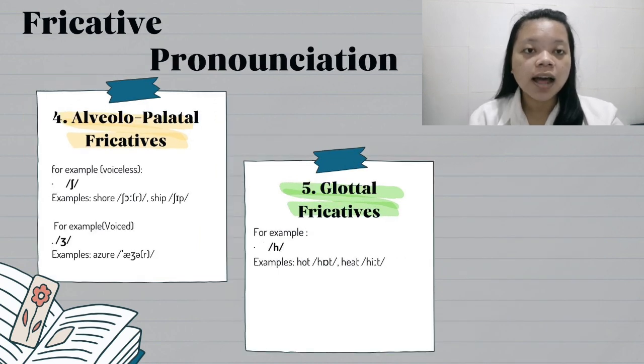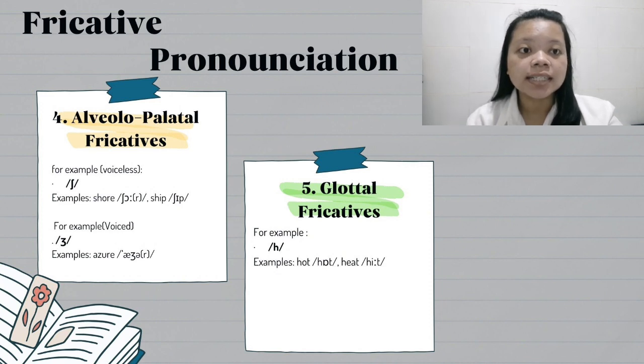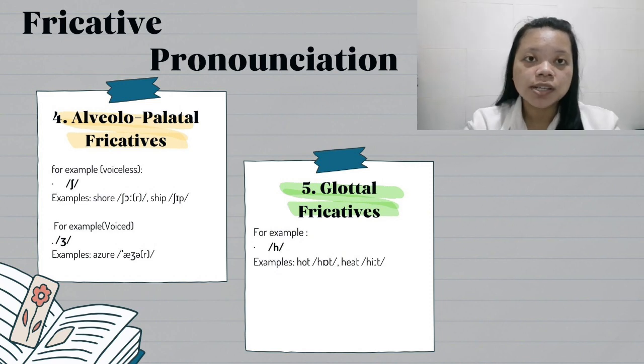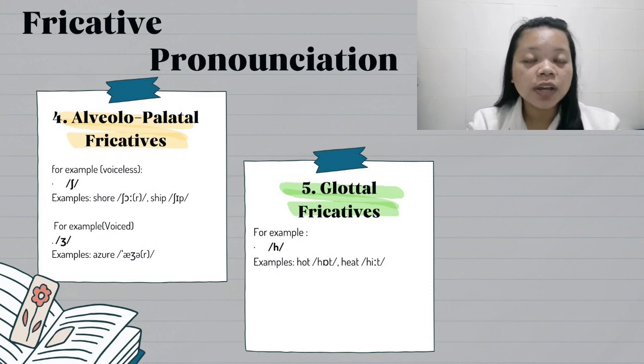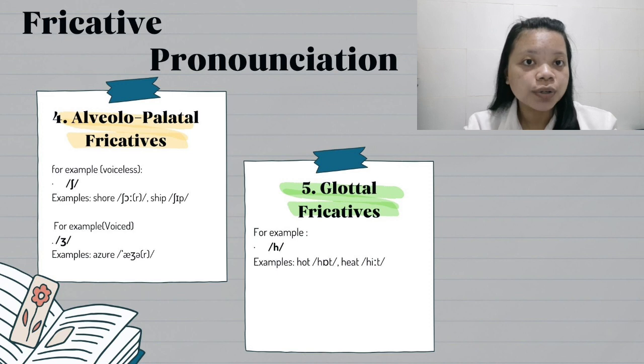The fourth is alveolo-palatal fricative. These fricatives are made using the tongue against the area behind the alveolar ridge at the top of the mouth, further behind the teeth than the alveolar fricative. For the voiceless example, you can pronounce like sh, sh. For the word examples, sure, sure. And for the voiced example, you can pronounce like zh, zh. And the word example, azure, azure.